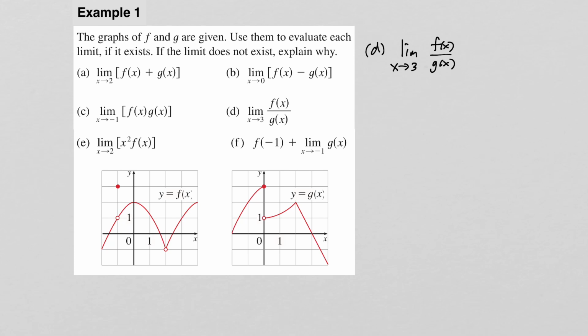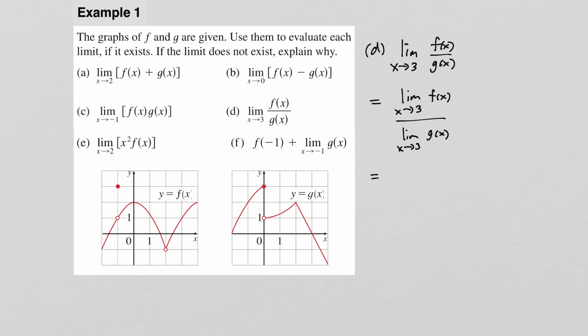For part D, the limit as x approaches 3 of f of x divided by g of x will be equal to the limit as x approaches 3 of f of x divided by the limit as x approaches 3 of g of x, as long as these limits exist and as long as the limit of g of x is not 0. So let's go ahead and find these limits.